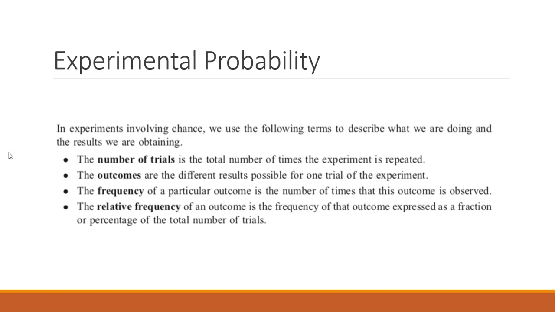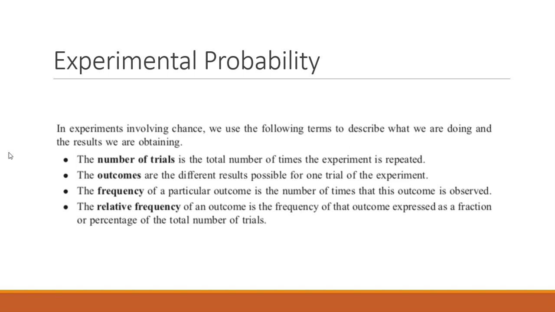So the first one is the number of trials. You could say that this is the amount of times that you repeat an experiment, or the amount of data points that you have in your set of data. Say, for example, if you're doing an experiment in science, your number of trials would be the amount of times that you ran the experiment and got a new piece of data from it.